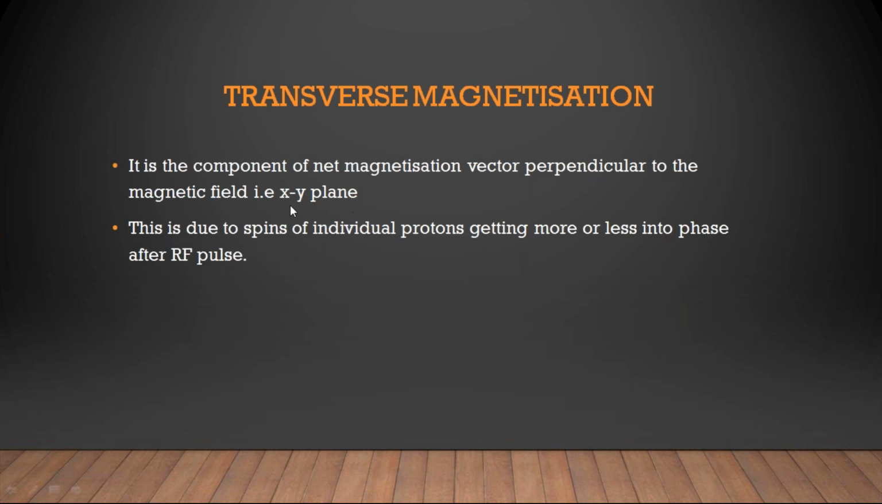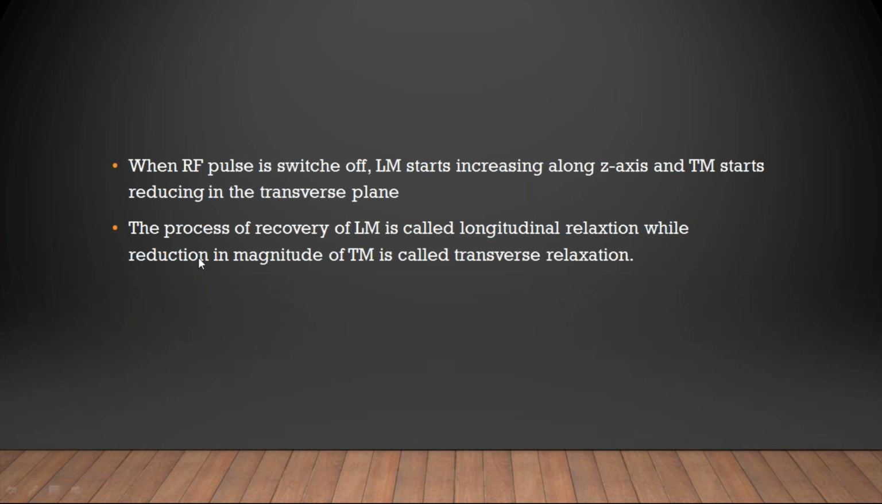Here we see the transverse magnetization as I explained before. It is a component of the net magnetization which is perpendicular to the magnetic field, that is, along the XY plane. This is due to the spins of individual protons getting more or less into phase after the radio frequency pulse. When the radio frequency pulse is switched off, longitudinal magnetization starts increasing along the z-axis and transverse magnetization starts reducing in the transverse plane. The process of recovery of longitudinal magnetization is called longitudinal relaxation, while the reduction in magnitude of transverse magnetization is called transverse relaxation.